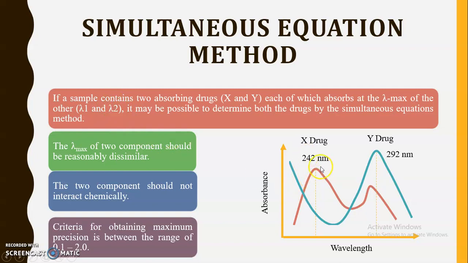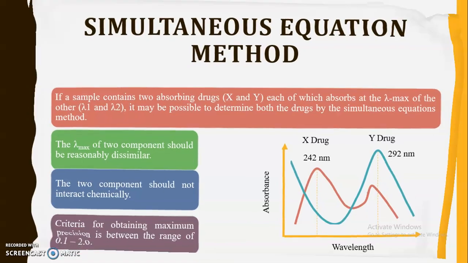Here you can see, if we calculate the absorbance at 242 nanometer, it will be the addition of the absorbance shown by the X drug and, since the Y drug is also capable of absorbing some amount of light, the absorbance of the Y drug as well. So we do not get accurately the exact absorbance shown by the X drug. If we take that absorbance value as it is, it will give us false results. That is why the simultaneous equation method plays an important role.